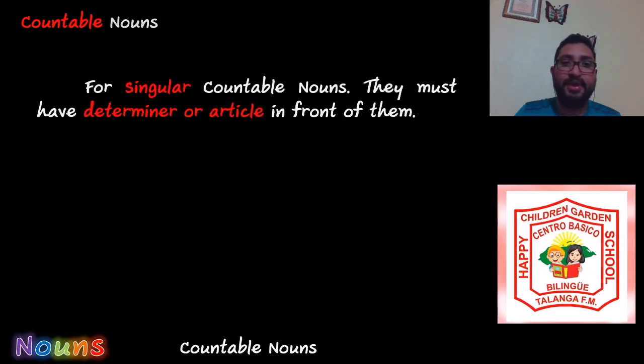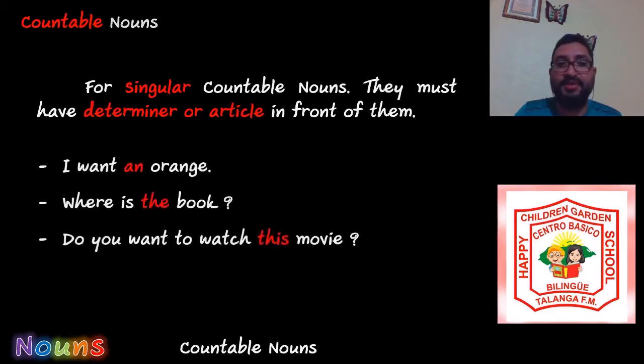Now, singular countable nouns must have a determiner or an article in front of them. So, for example, I want an orange, because it's only a single orange. You only have one. Where is that book? Because you only have one. So you have the determiner over here, or the article. Do you want this movie? So when you see this article, you can be pretty sure that you are talking about a count noun.